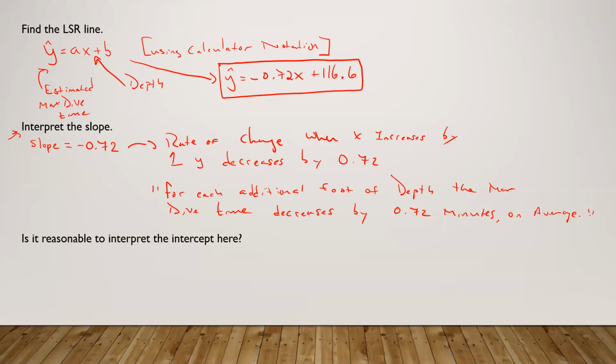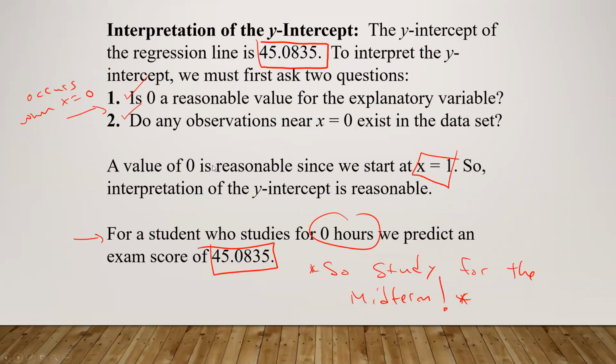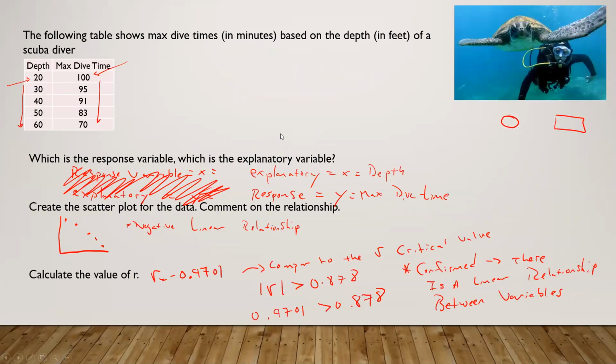All right, so the next thing you have to ask yourself is, is it reasonable to interpret the intercept here? So let's just go back real quick. You have to ask yourself 2 questions, right? Is 0 a reasonable value for x? And are there any observations near x equals 0? Well, can you go scuba diving at a depth of 0 feet? Does that make sense? What do you guys think? Yeah. Like someone says, hey, we're going to go scuba diving at a depth of 0 feet. It's like, what? That doesn't make any sense, obviously.